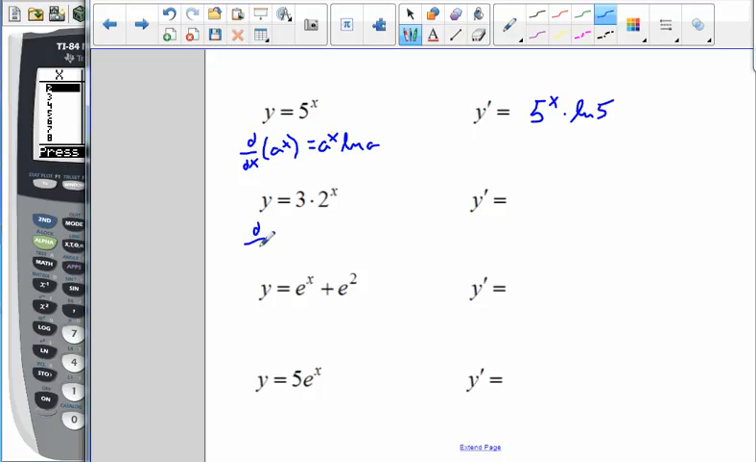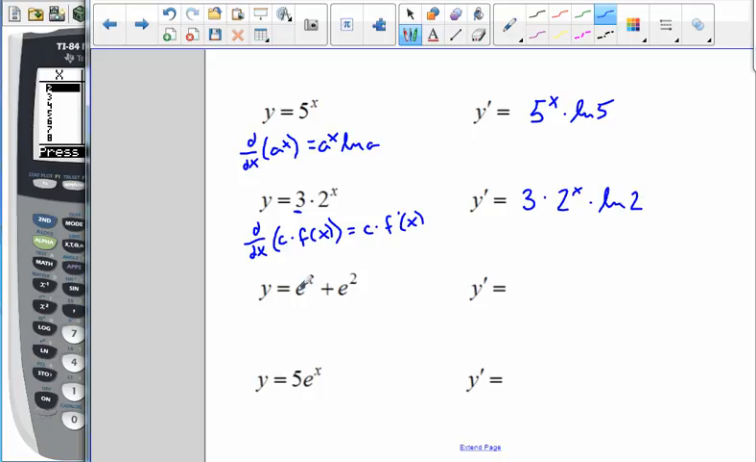In our next one, we're combining two rules. Here we also have to remember the rule that said the derivative of a constant times a function equals the constant times the derivative of the function. So 3 right here is our constant, so I'll just write down 3. 2 to the x follows this rule up here, and so we get 2 to the x times ln of 2.